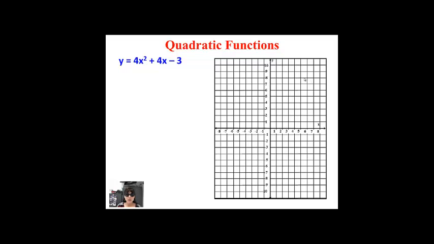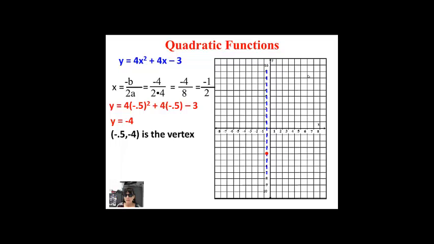Okay, first thing we're going to do is use that axis of symmetry equation. X equals the opposite of b over 2a. We get negative 4 over 2 times 4, which is negative 1/2. Graph your axis of symmetry at negative 1/2. Plug in negative 1/2 for x to find our vertex. When x is negative 1/2, y is negative 4. Plot your vertex on your axis of symmetry.